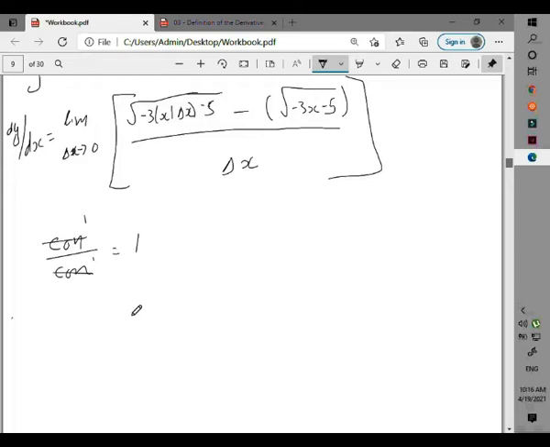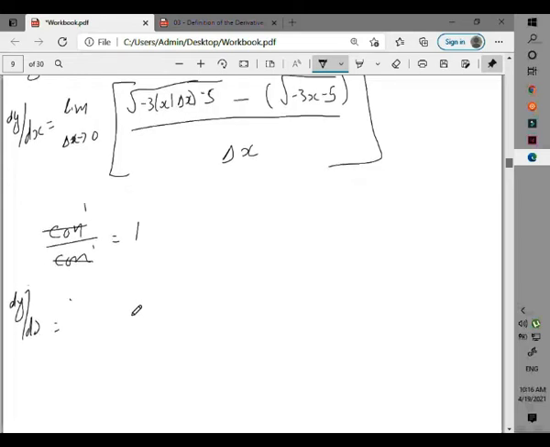Alright, so dy upon dx is equal to the limit as delta x approaches 0 of, I write all of this back, root of minus 3 open bracket x plus delta x minus 5.